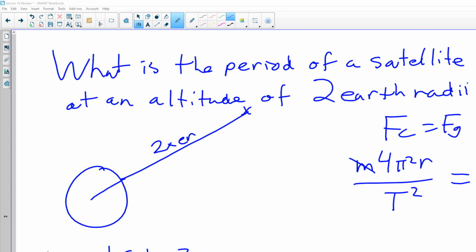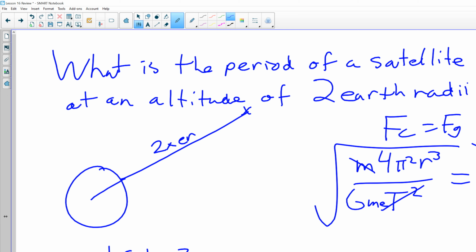Okay, so I'm trying to solve for T. I've got to move it from the bottom to the top, so it's got to come over here. Then I've got to move everything else to the other side. When I multiply R squared by R, I get R cubed. Then I'm going to divide both sides by big G times the mass of the Earth, and then I'm going to square root.